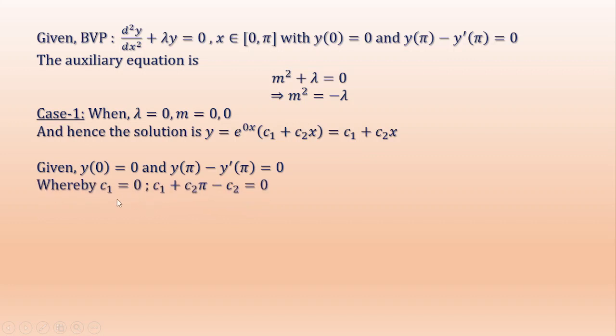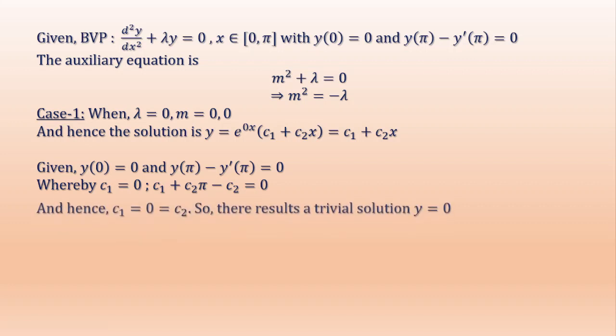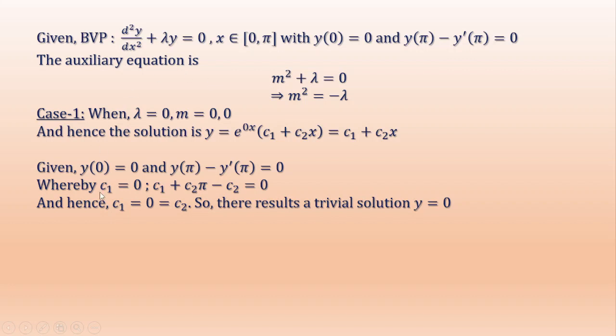And when we get c1 is equals to 0, then here we put y(pi) minus y dash(pi) is equals to 0 and we get c1 plus c2 pi minus c2 is equals to 0. Here as c1 is equals to 0, it will become c2 pi minus c2 is equals to 0. So c2 must be 0, as pi cannot be 1. And hence here c1 is equals to 0 is equals to c2. So here it results in a trivial solution y is equals to 0.